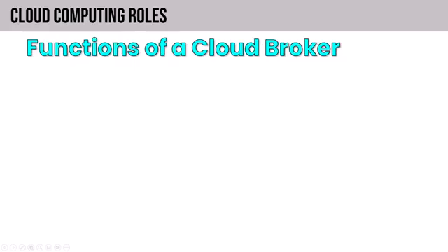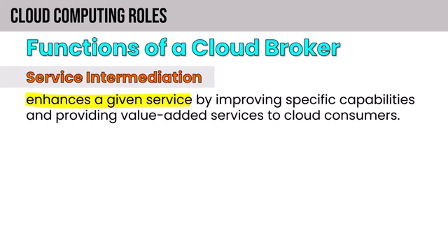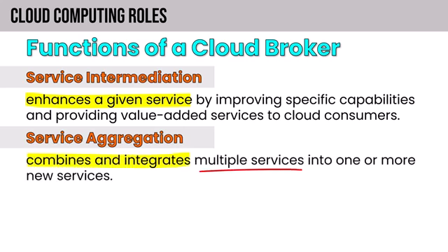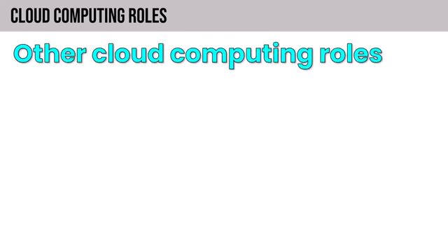So let's go a level deeper on the functions of a cloud broker. They may serve in the area of service intermediation, so enhancing a given service by improving specific capabilities and providing value-added services to the cloud consumer, to the customer. They may help with service aggregation. This is where we combine and integrate multiple services into one or more new services. And then service arbitrage, which means the broker has the flexibility to choose services from multiple agencies, potentially resulting in a multi-cloud architecture.